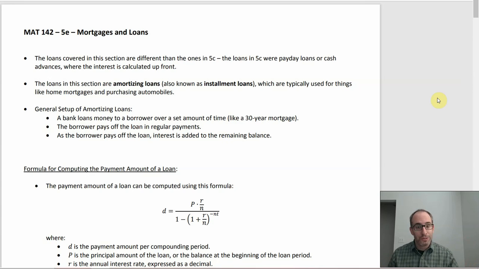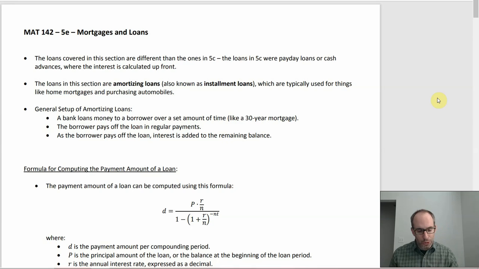But with a house, probably not going to be 18 months, right? It's probably going to be a lot longer than that. When you look at how long mortgages are, usually it's 15, 20, 25, or 30 years, right? So when you have a longer loan like that, usually they're set up a little bit differently. So what we have in this section is something called amortizing loans, which are also sometimes called installment loans.